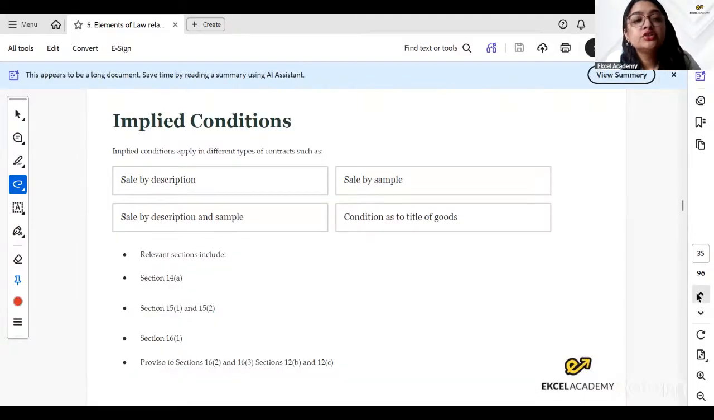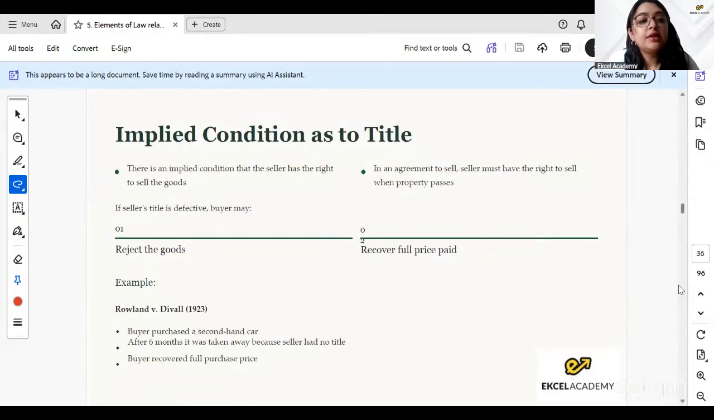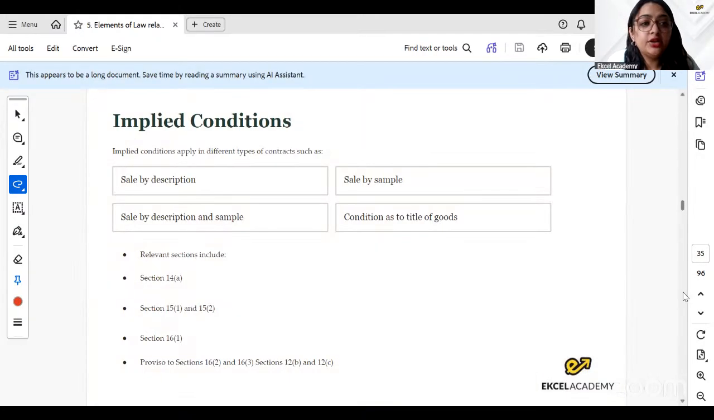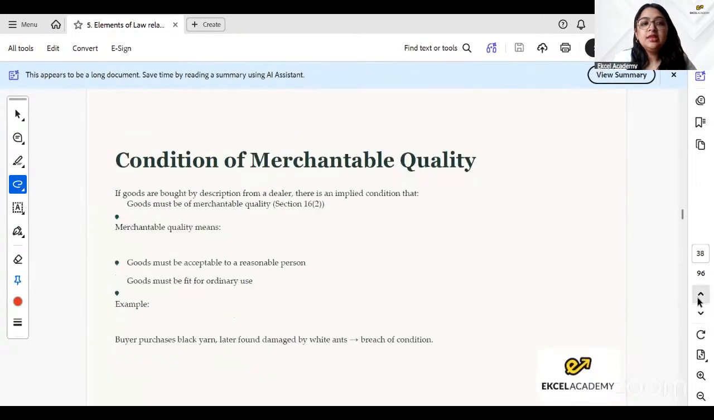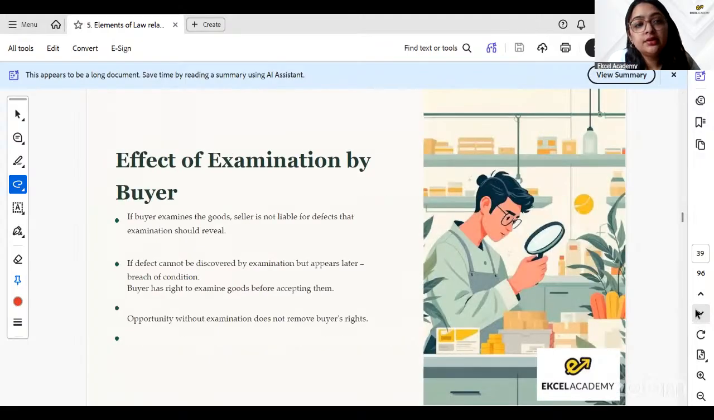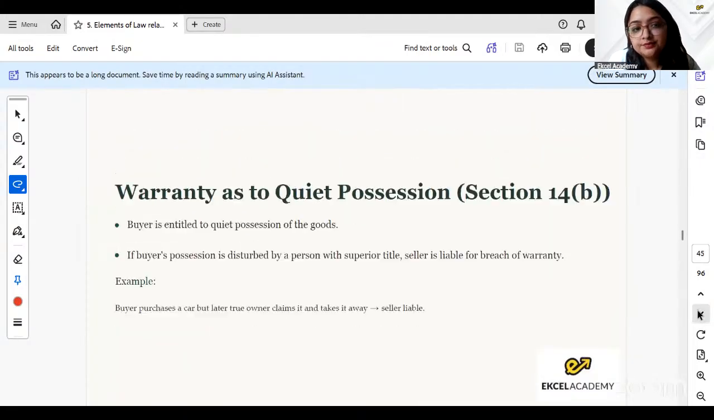Now, without further ado, we'll begin with the next topic, implied conditions, starting with the implied condition as to title. I hope everyone is clear with whatever we have discussed so far. If you have any doubts, please feel free to stop me and add your comments in the chat box below. I'd be more than happy to explain it to you.